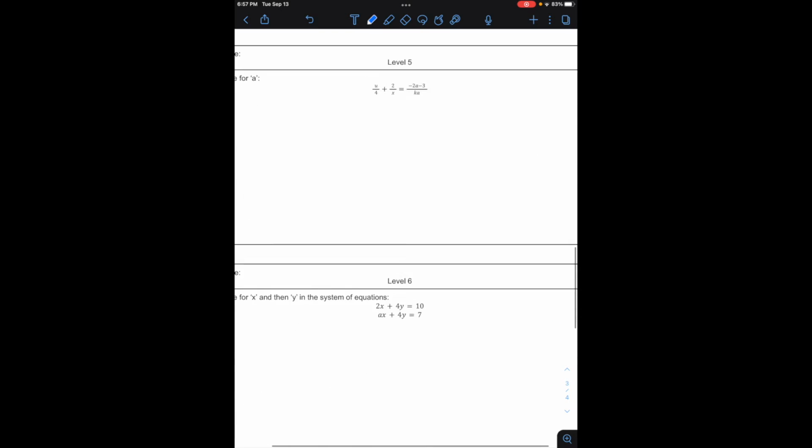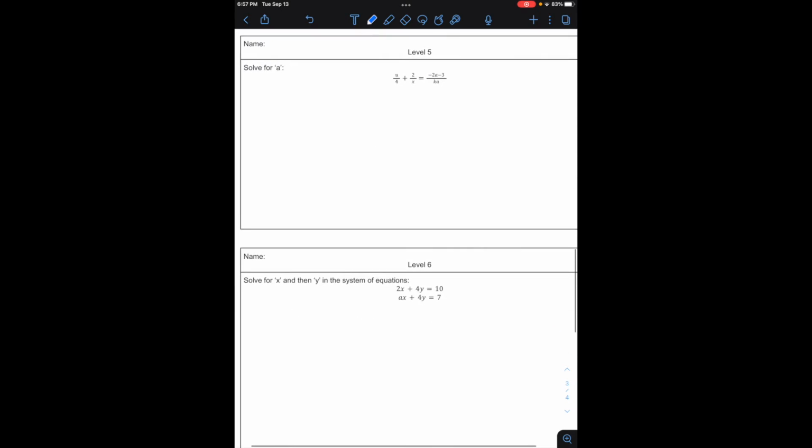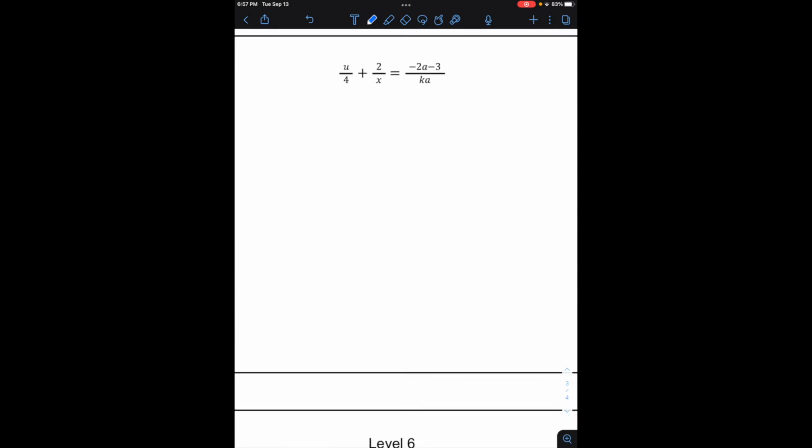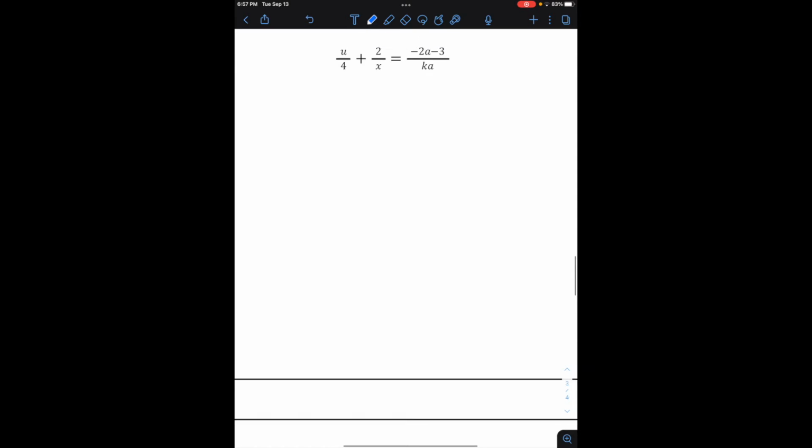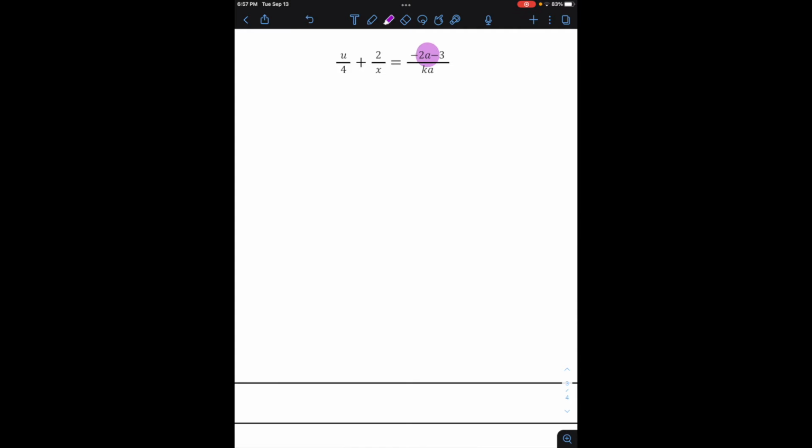Moving on to level 5. So now we're looking to solve for a. And right away, I can see that there are 2 terms with a in them. It's in the numerator and the denominator of our right-hand side of the equation. So we know we're probably going to need to multiply both sides by a. But if I look on the left-hand side of my equation, I see that we have 2 fractions that are being added together. And personally, I'd like to get those combined right away.